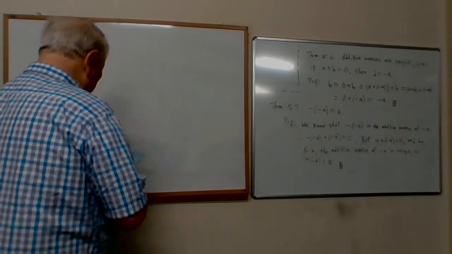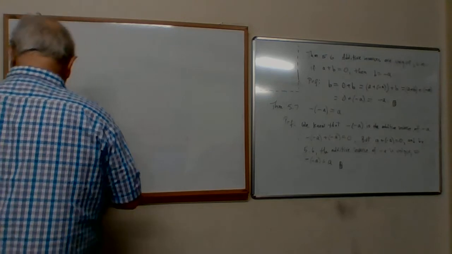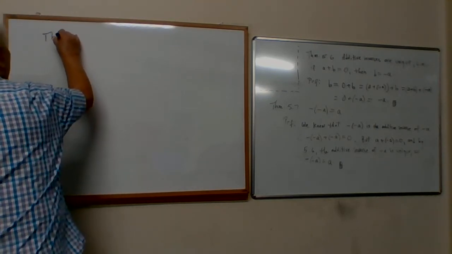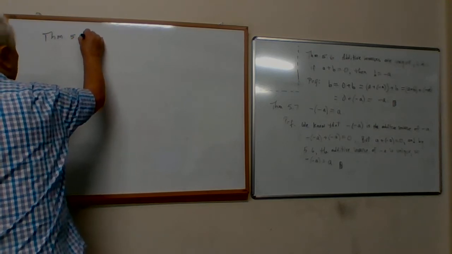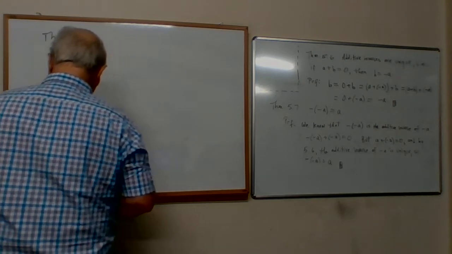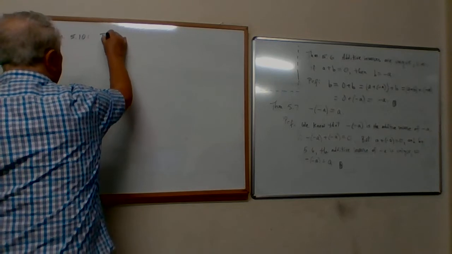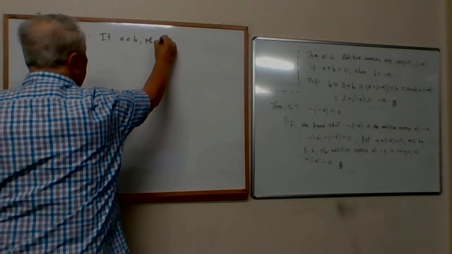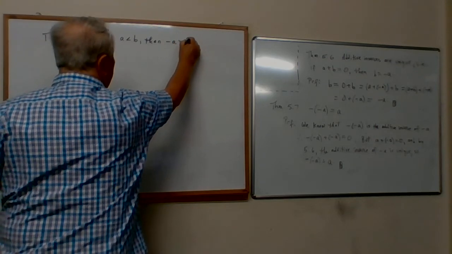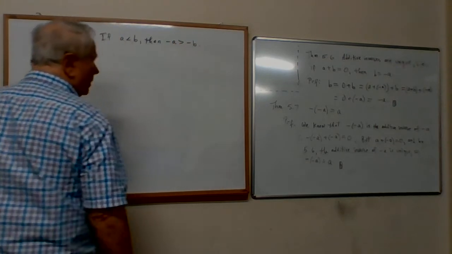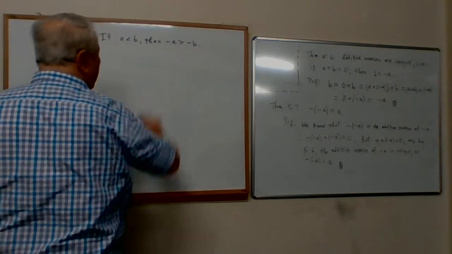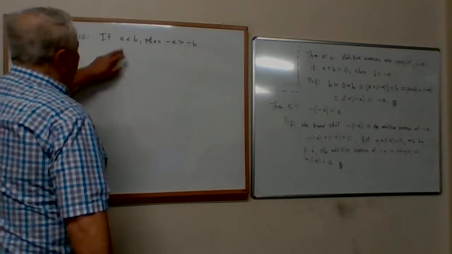Okay, the next thing that I want to prove is Theorem 5.10. And it goes like this, and this you've known for a long time too: if A is less than B, then negative A is greater than negative B. Now, what do I mean by greater than? All we've really defined is less than.